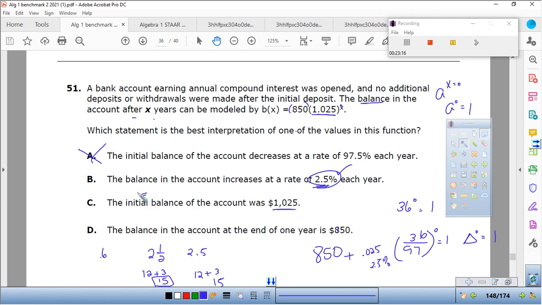The initial account balance. Initial means when x is equal to 0. The initial amount is 850. So that one's wrong. The balance in the account at the end of 1 year is 850. Well, the time is x, guys. So if at 1, then I would have 850 times this, which I'm thinking is this. I'm going to say that's where that number comes from, which is wrong.